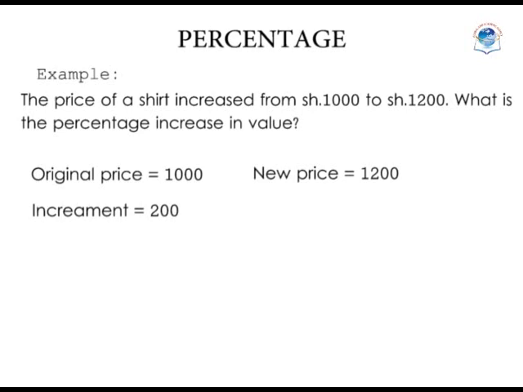So we express the increase in price as a fraction of the old price. That is 200 over 1,000. And to make it a percentage, we multiply by 100. And that gives us 20%. So the price increase of 200 shillings is equivalent to 20% of the original price.